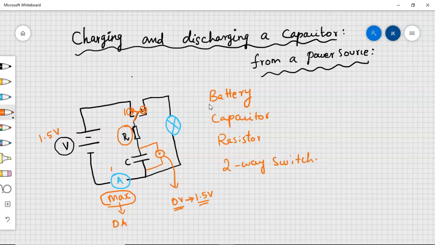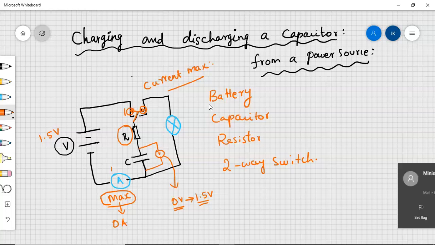Now what happens? Initially the current in the circuit is maximum because the capacitor has the full voltage of 1.5 volt, so it has a maximum amount of energy, so it supplies more energy at the beginning, and it is discharging. As it is discharging, the energy level decreases. As the energy level decreases, it pushes the electrons slowly, so the rate of flow decreases, so the current decreases.